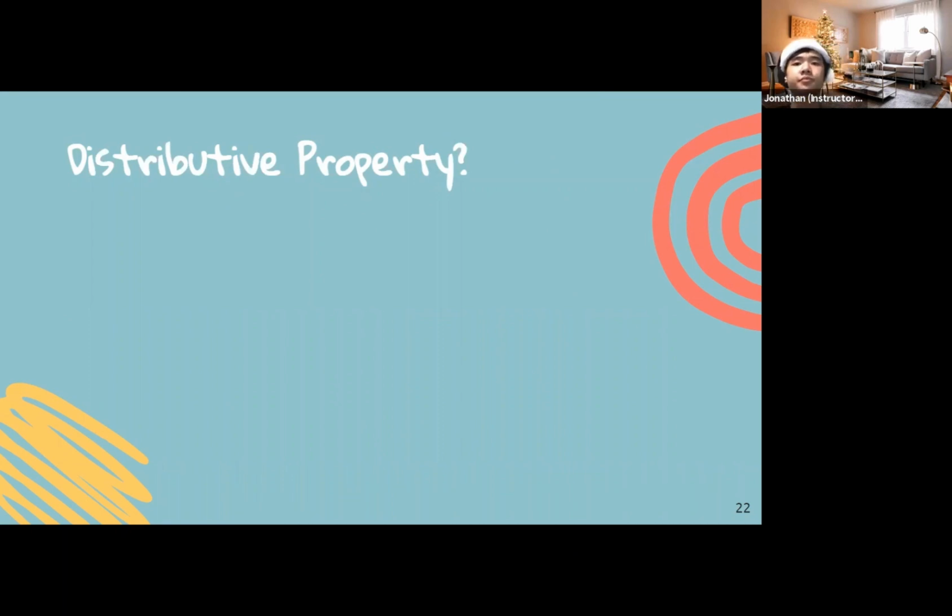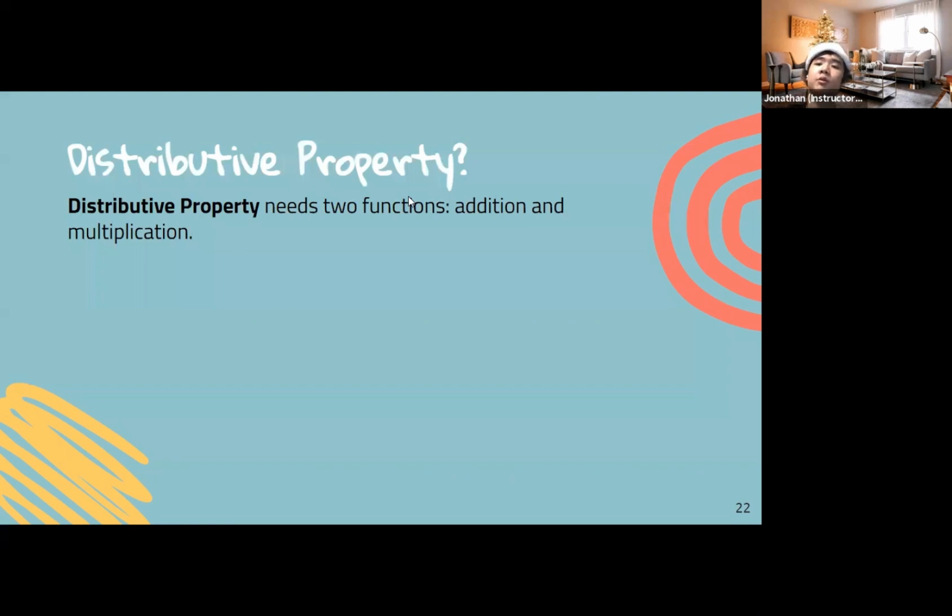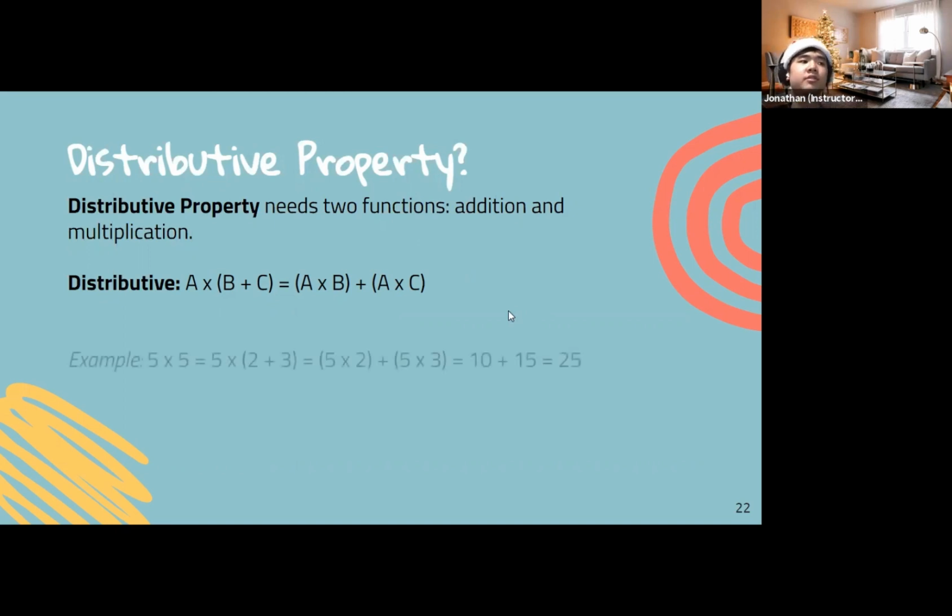So what is the distributive property? It involves both addition and multiplication. So I need both addition and multiplication to do it. So distributive is A times (B plus C) is equal to A times B plus A times C. That's the basic definition. It's hard to describe why, but that's the definition.